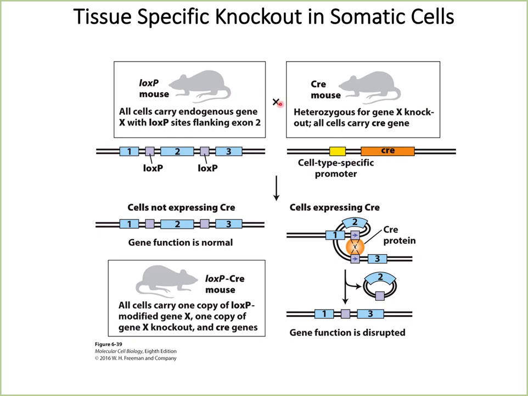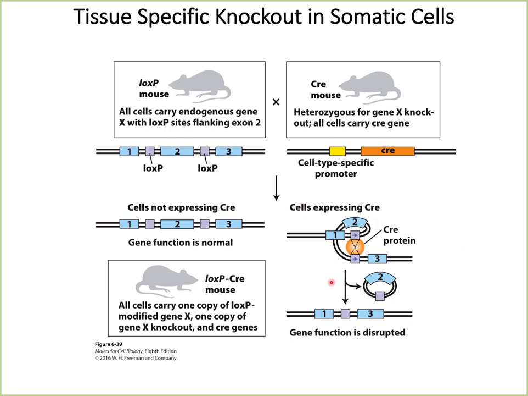So now you are crossing these two mice. Here the gene function is normal, where you have exon 1, exon 2, exon 3. When the mRNA is produced, all these introns will be spliced out. Exons 1, 2, and 3 will all come together, and it will produce the functional mRNA, and that will be translated. So the gene is functional.